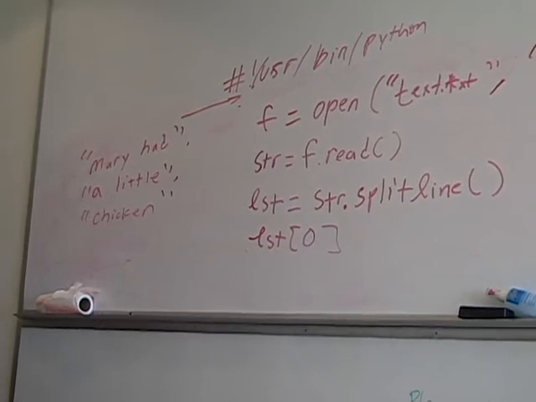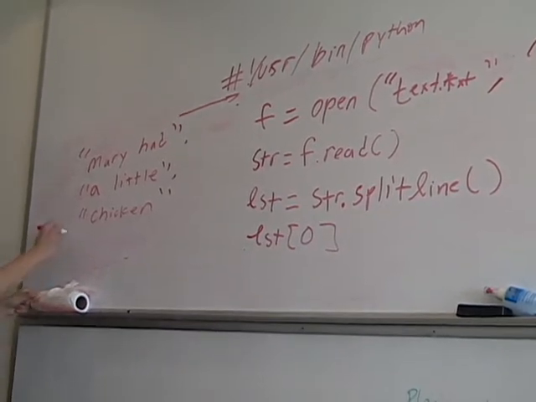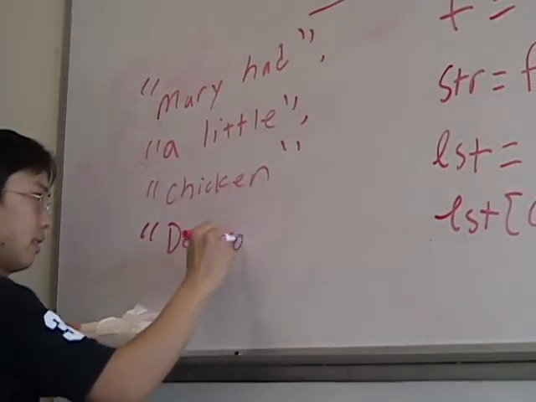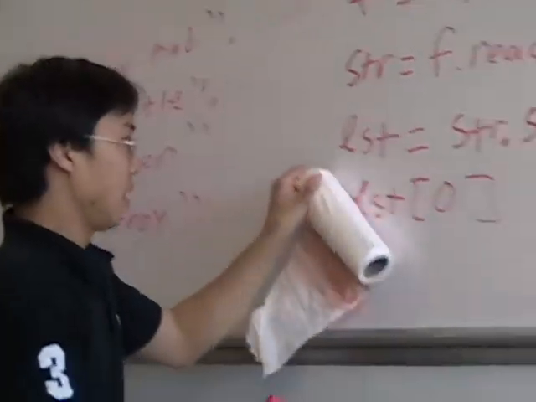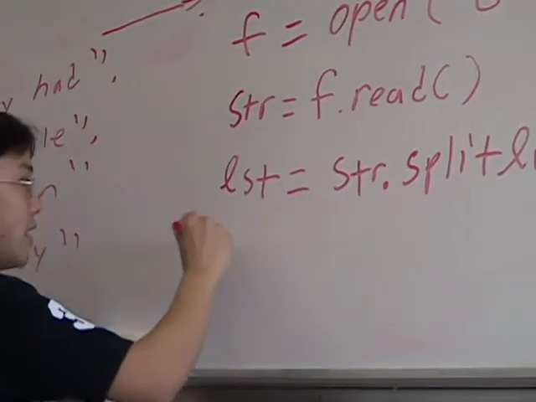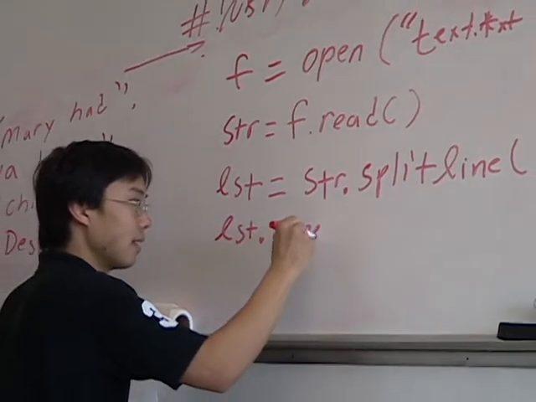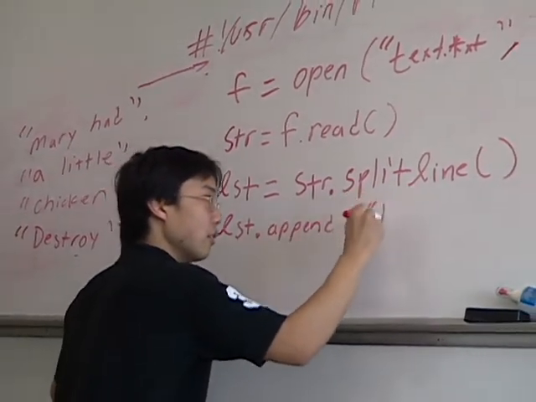And what if I want to add something into the list? Let's say I also want to add another string called destroy. Once you do this, and I want to add another element, I just do append, destroy.